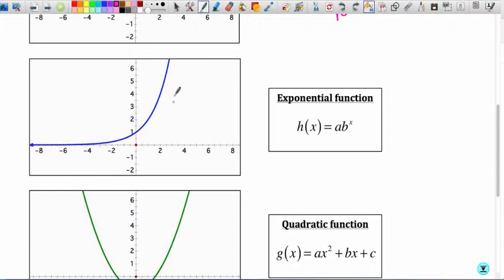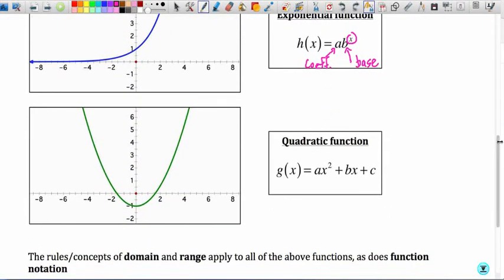And then as the value of x increases, in this case, the value of y grows very quickly. We have x in our exponent, we have our base, which is denoted b, and of course we have the coefficient of the base, which is denoted a.